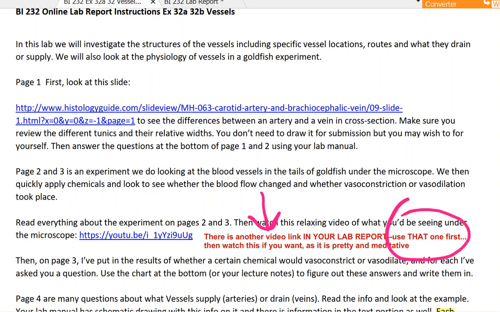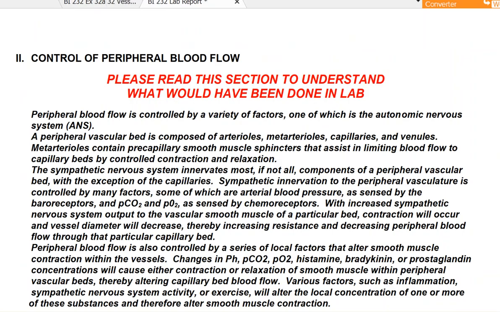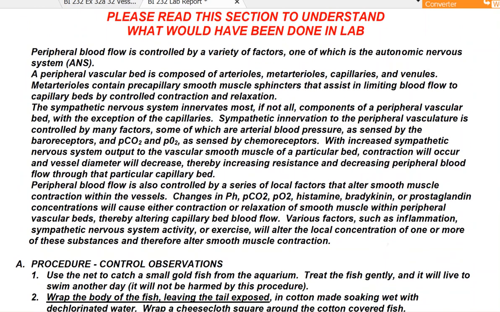Use this one first because it's actually showing you the experiment in progress. So what they do to the goldfish, how they take it out, how they put it under the scope, and then they actually look at the real live goldfish under a scope. And that's the one that's listed in your lab report. And so while I'm showing you that, I'm just going to talk about the goldfish stuff and then we'll move on to the vessels. Please read through these instructions.